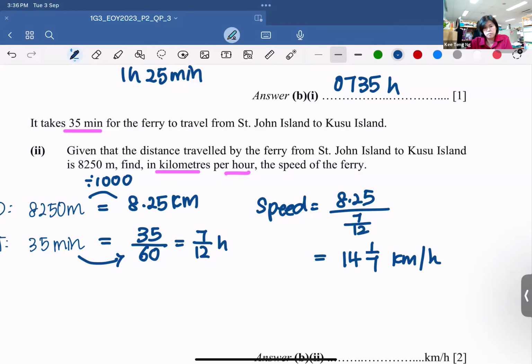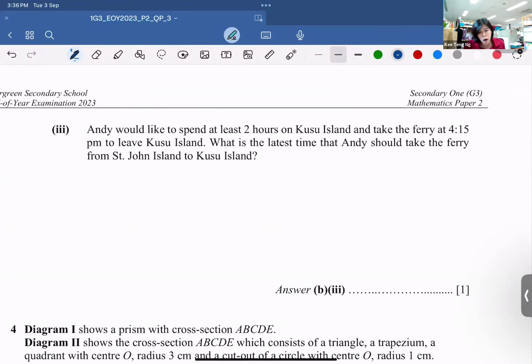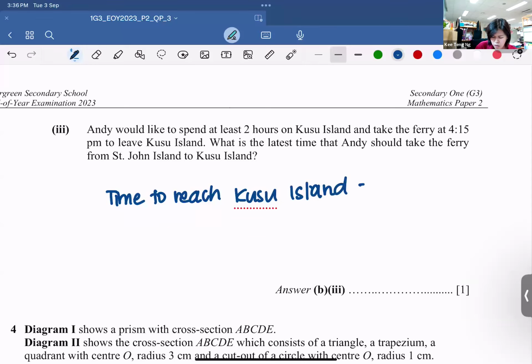I hope so. Okay, next part of the question, let's move on. This one's still quite simple. Andy would like to spend at least 2 hours on Kusu Island and take the ferry at 4:15. So if I take the ferry at 4:15, the time to reach Kusu Island will be 2:15 p.m.